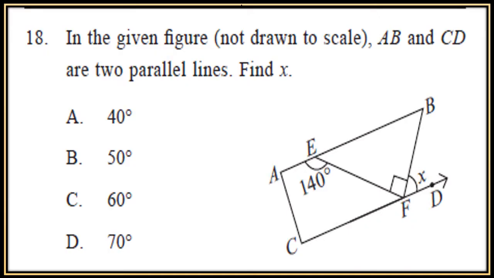Question number 18th. In the given figure not drawn to scale, AB and CD are two parallel lines. Then find the value of x. Now see the figure carefully. AB and CD are parallel lines and EF is a transversal line. And angle EFB is 90 degree and angle AEF is 140 degree. So these are all given in the question. You have to find x. Try yourself or check out the solution next.